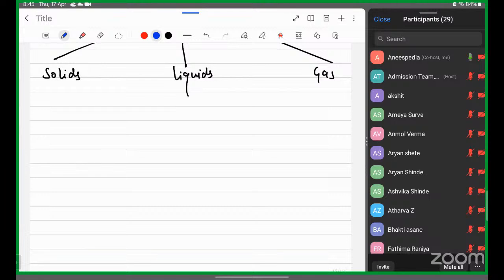Next point is about melting point and boiling point. Since in the solid state all the particles are closely packed due to strong intermolecular interaction, the melting point and boiling point of solids will be greater than liquids and gases. The order for melting point and boiling point will be maximum for solid, minimum for gaseous state, and intermediate for liquid.